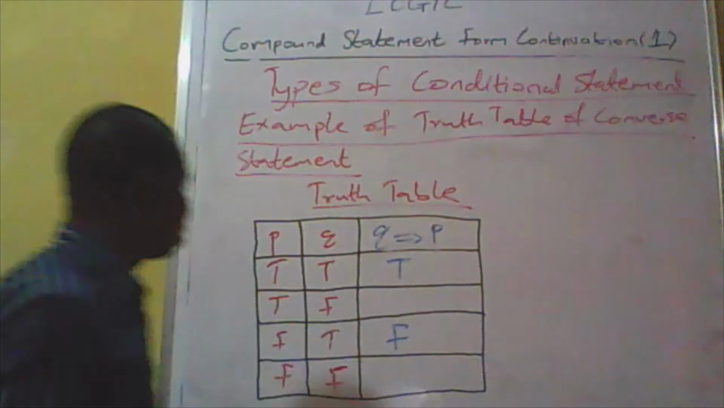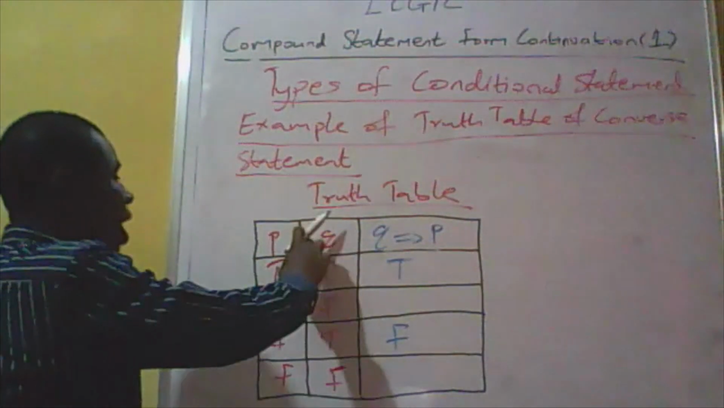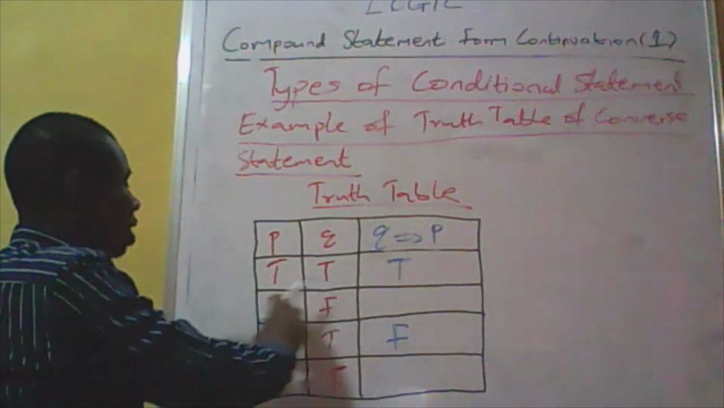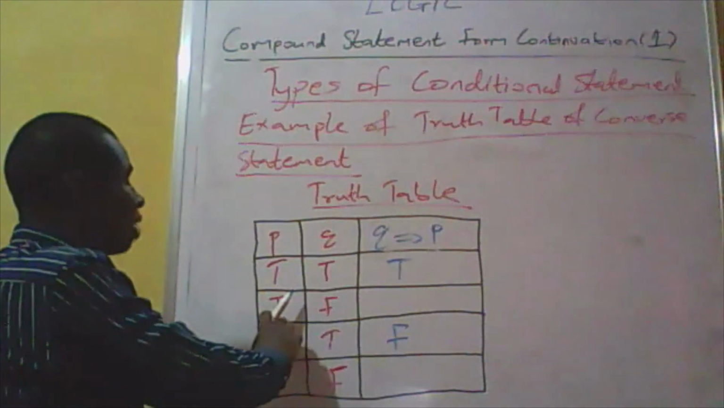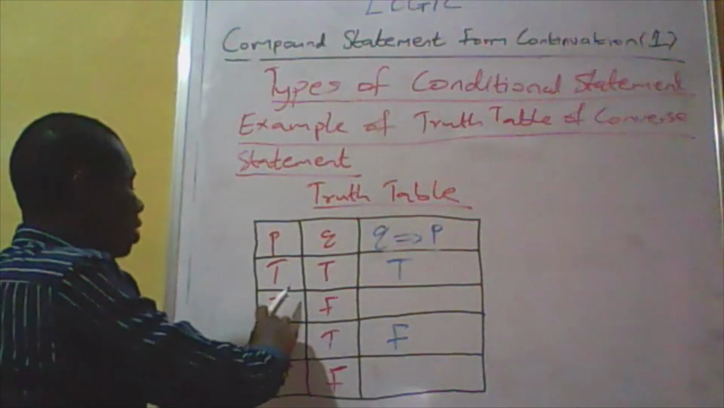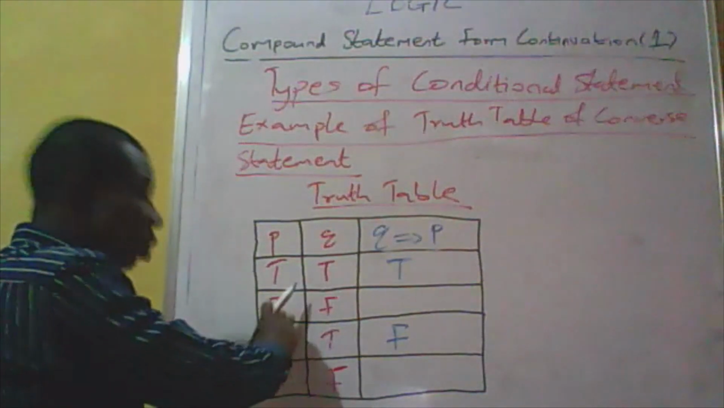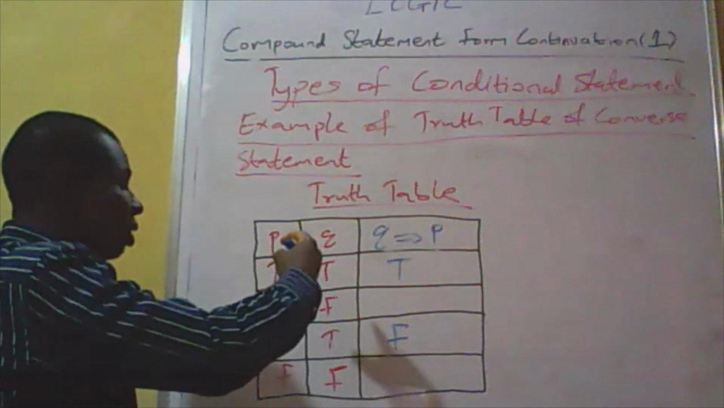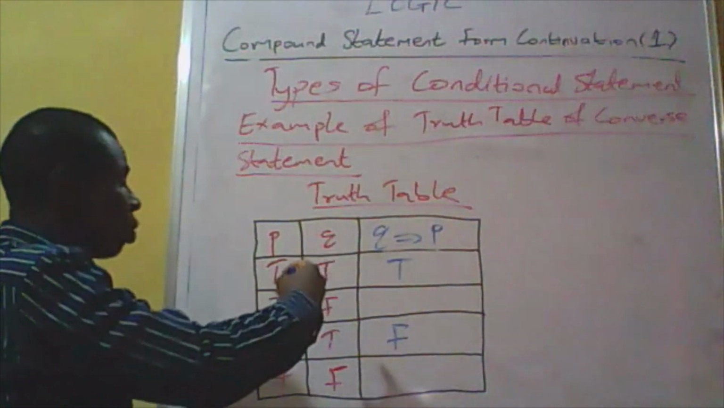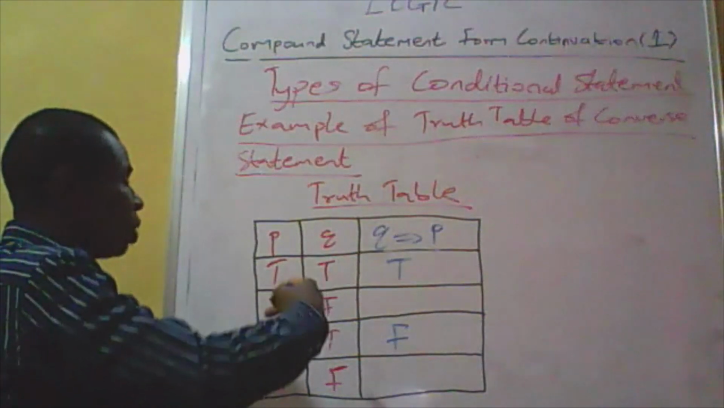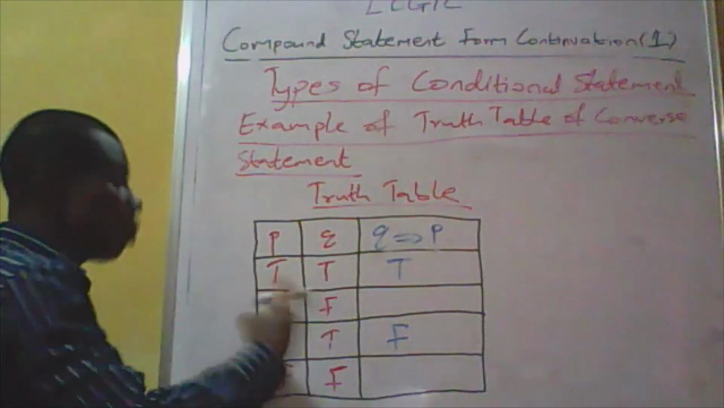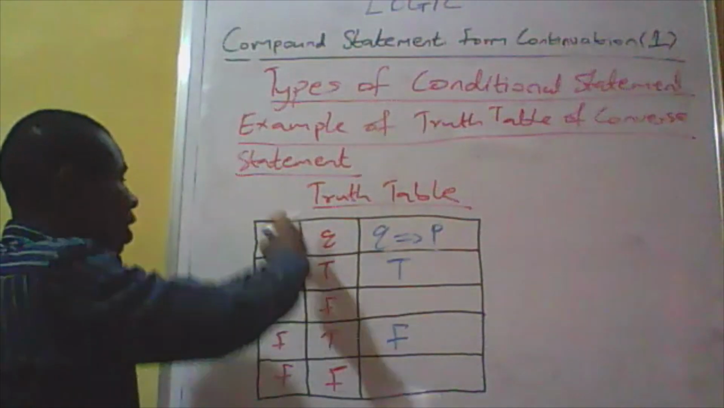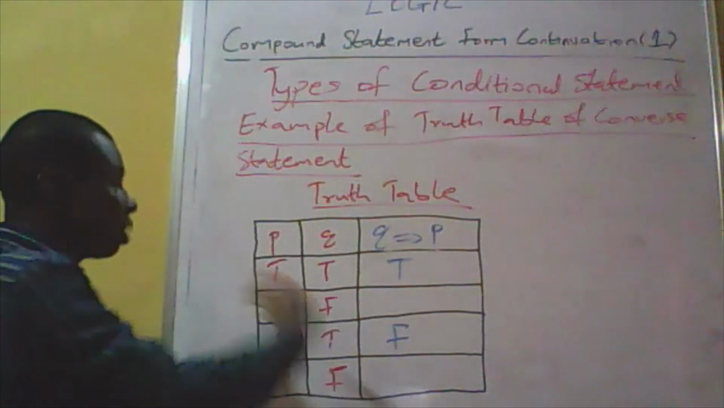Will give us T. Here I assign Q to F and P to T. That means F implies T. Not, you're going to have false when I assign Q to T and P to F. That's going to have false. But here I assign Q to F and P to T. That means it is true.